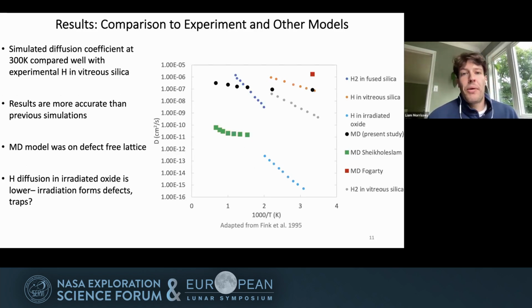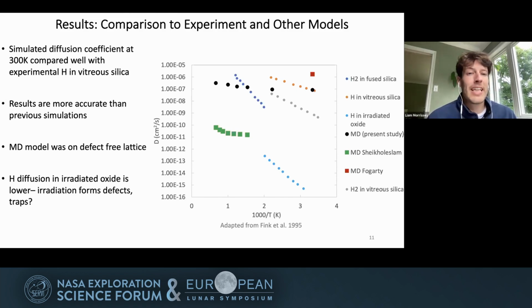Finally, we actually wanted to compare these findings to experimental methods and other similar models. So you can see in the figure on the right, we have a compilation of various MD studies and experimental works as adapted from Fink et al. The various experiments are found in the small circles. Our MD work is the large black circle, and the other MD works are found in the larger squares.